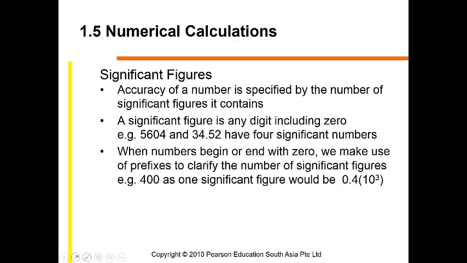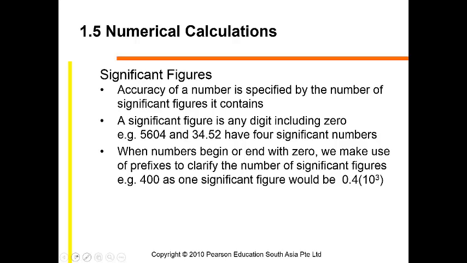Significant figures refer to the accuracy of a number. A significant figure is any digit including 0. For example, both of these numbers have 4 significant figures, 5,604 or 34.52. But when a number begins or ends with 0, we make use of the prefixes to clarify the number of significant figures.